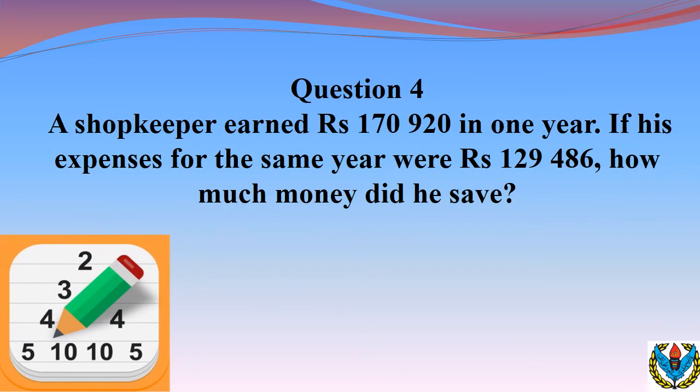Question number 4. A shopkeeper earned rupees 170,920 in 1 year. If his expenses for the same year were rupees 129,486, how much money did he save? Now, expenses means the money which someone spends, and we are required to find out the savings of the shopkeeper in this question. So, if we take out the expenditure of the shopkeeper from his total income, then the remaining part of the income will be his savings. And for this, we have to do the subtraction in this question.